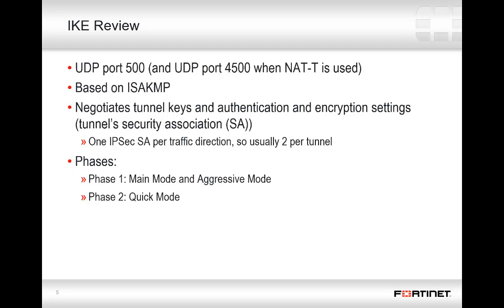It is based on the Internet Security Association and Key Management Protocol, known as ISAKMP. Each SA is direction specific, so in two-way traffic, there are two SAs per tunnel. As explained during the basic IPSec VPN class, IKE defines two phases. In phase 1, there are two possible negotiation methods, main mode and aggressive mode. Phase 2 only has quick mode. So now, let's study the differences between main mode and aggressive mode.